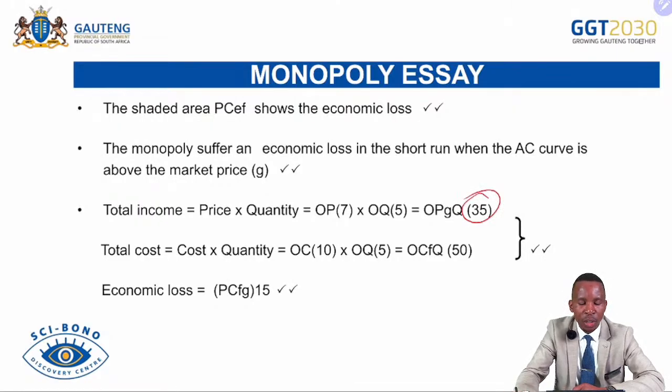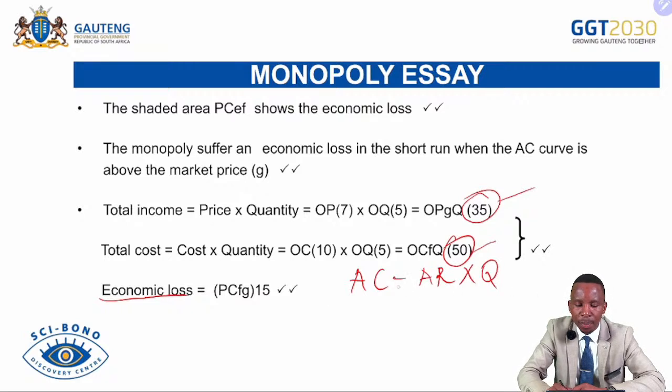And then total cost equals cost times quantity, which will be OC, which is 10, times OQ, which is 5. That will give us OCFQ, which is 50. That means our costs are equal to 50 and our revenues are equal to 35. Then the firm is making an economic loss of what? Of 15, because we say AC minus AR multiplied by quantity.